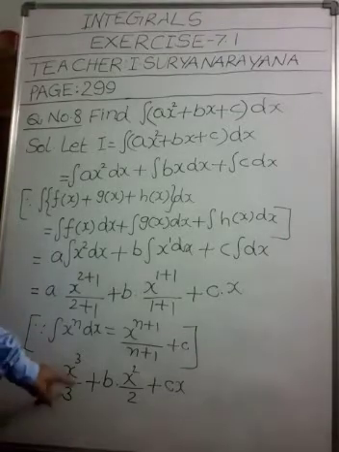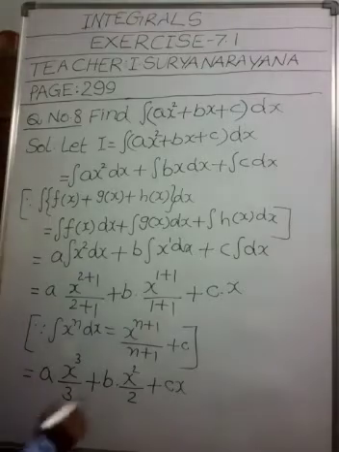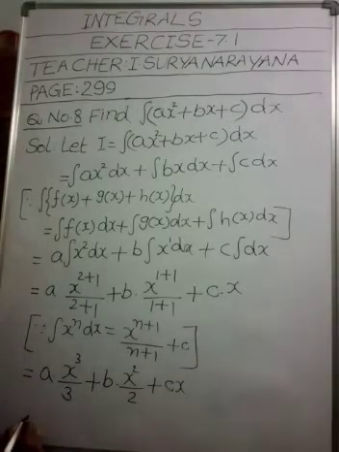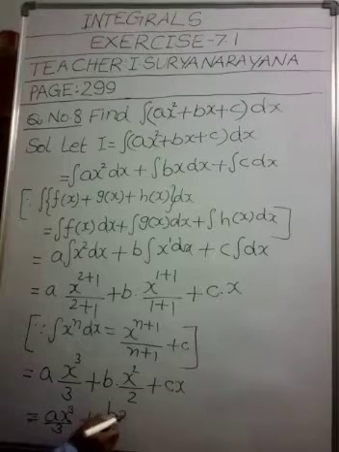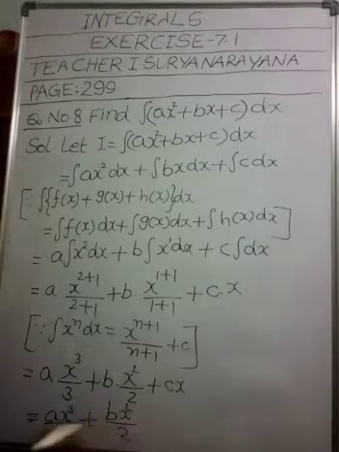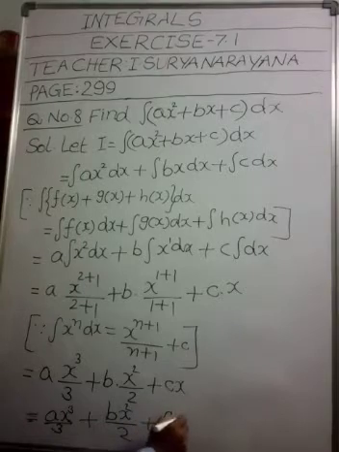Say ax cube by 3 plus bx square by 2. So write the final step. I am writing here the final step. ax cube by 3 plus bx square by 2 plus cx.